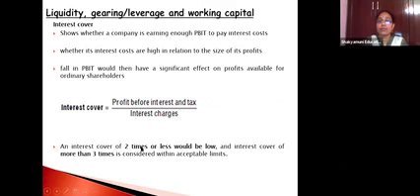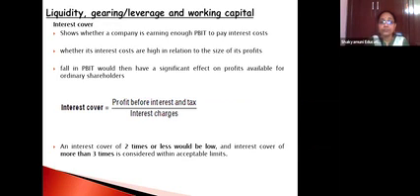So an interest cover of 2 times or less would be low. Take an example. Suppose we have profits of 100 and interest of 50, right? That means 2 times profits are available to discharge the interest. We have 100 profit and our interest is 50. So how much is the interest cover? 2 times. That means we have earned 2 times the profit compared to interest.